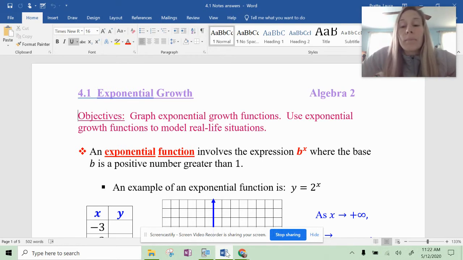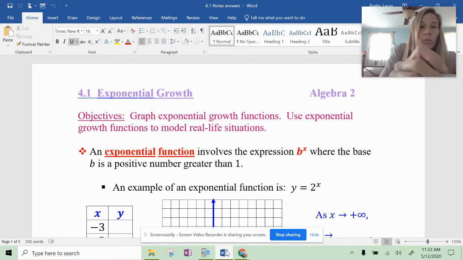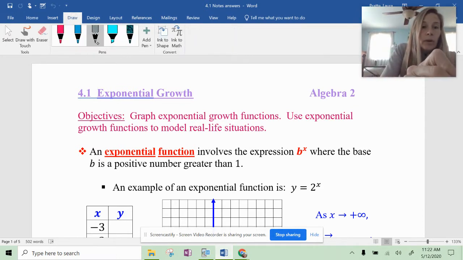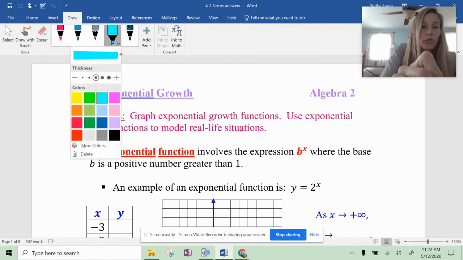If that b value is less than 1, then it will actually get smaller. So if you think about when you take a fraction like 1/2 and you raise it to the second power, you actually get 1/4, which is smaller. So that's what we will deal with in tomorrow's lesson, which is exponential decay. So today we're going to focus on when that number that's being raised to the power is greater than 1.